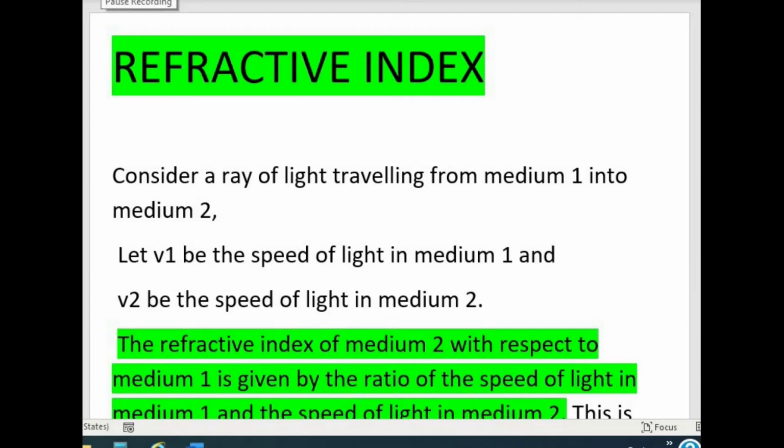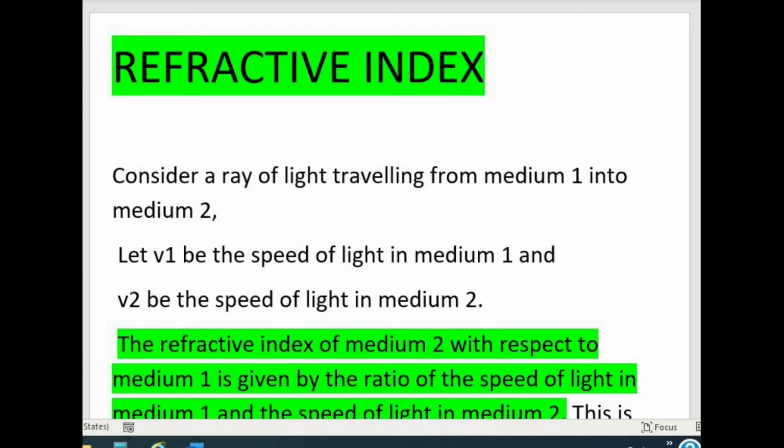While we discussed the laws of refraction, we had the second point as the ratio sin i by sin r is equal to a constant. That constant is the refractive index. The refractive index is the value for a particular medium which determines how much the light entering into that medium gets deviated. We can have the expression for refractive index as follows.